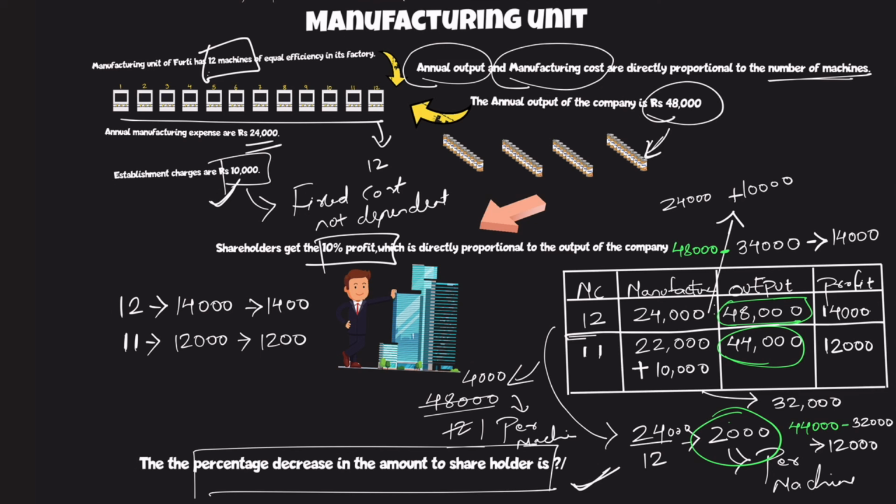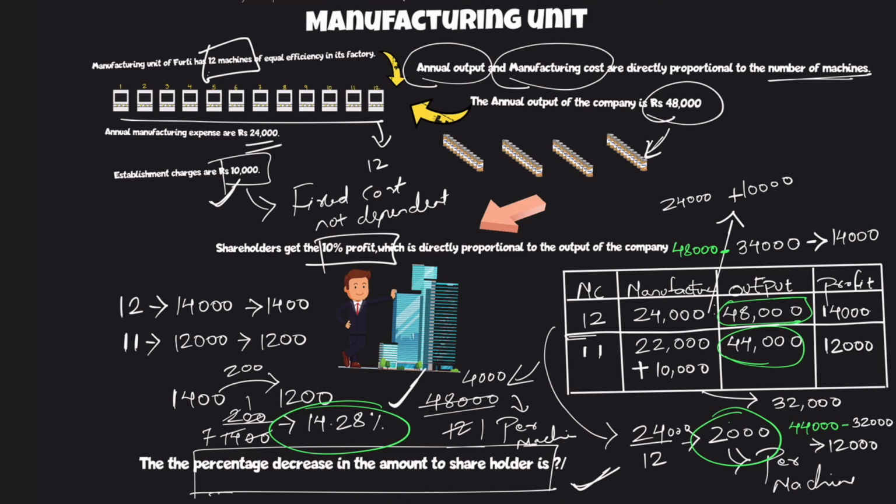The question is asking for the percentage decrease in the amount to the shareholder. If the output is dependent upon the number of machines, then what is the percentage decrease in the output-dependent profit that the shareholders are getting? Initially with 12 machines they were getting 1,400. Now with 11 machines they are getting 1,200. So the profit is reduced by 200. 200 is reduced over 1,400. You know the concept of percentage decrease. 200 is what percent of 1,400? This is nothing but 1 by 7, which is 14.28%. That will be the percentage decrease in the amount received by shareholders.